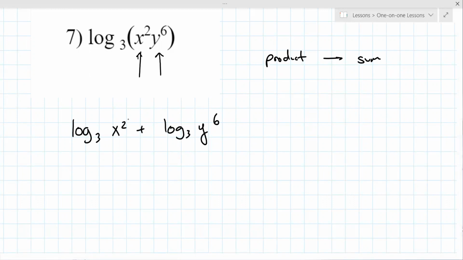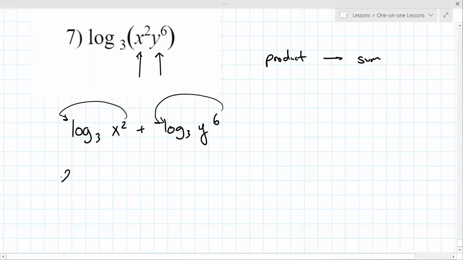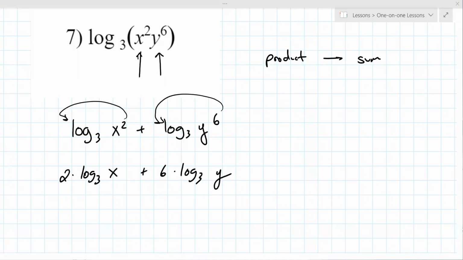The next thing is that you can bring each of these exponents out in front. So that's 2 times log base 3 of x plus 6 times log base 3 of y. Should I do any more? Yeah, so you're done here.